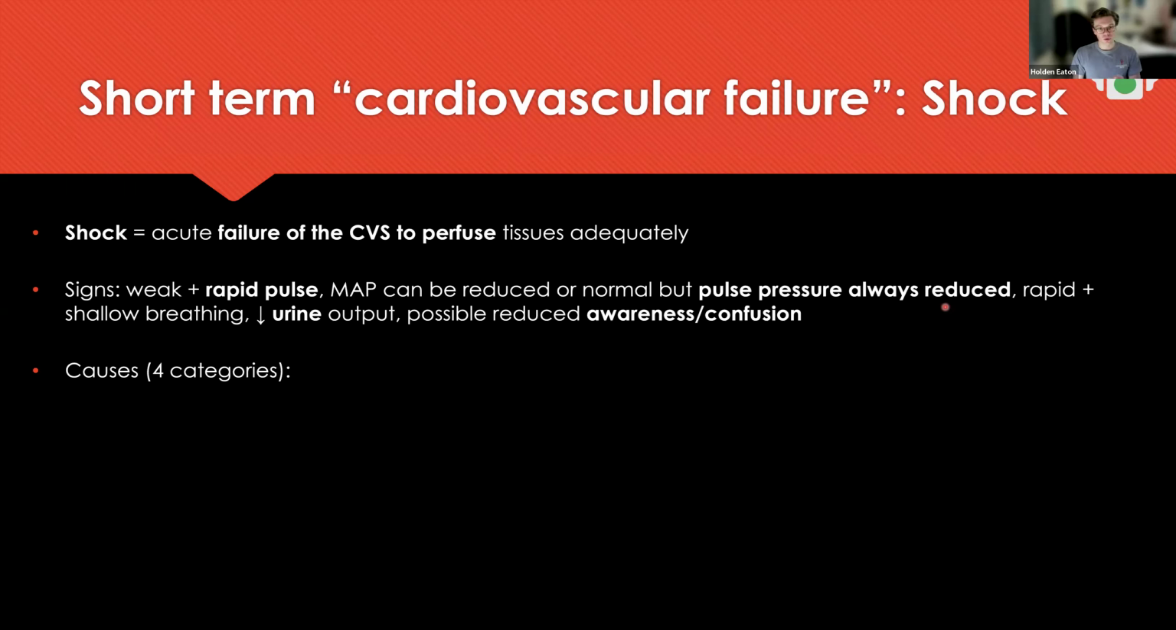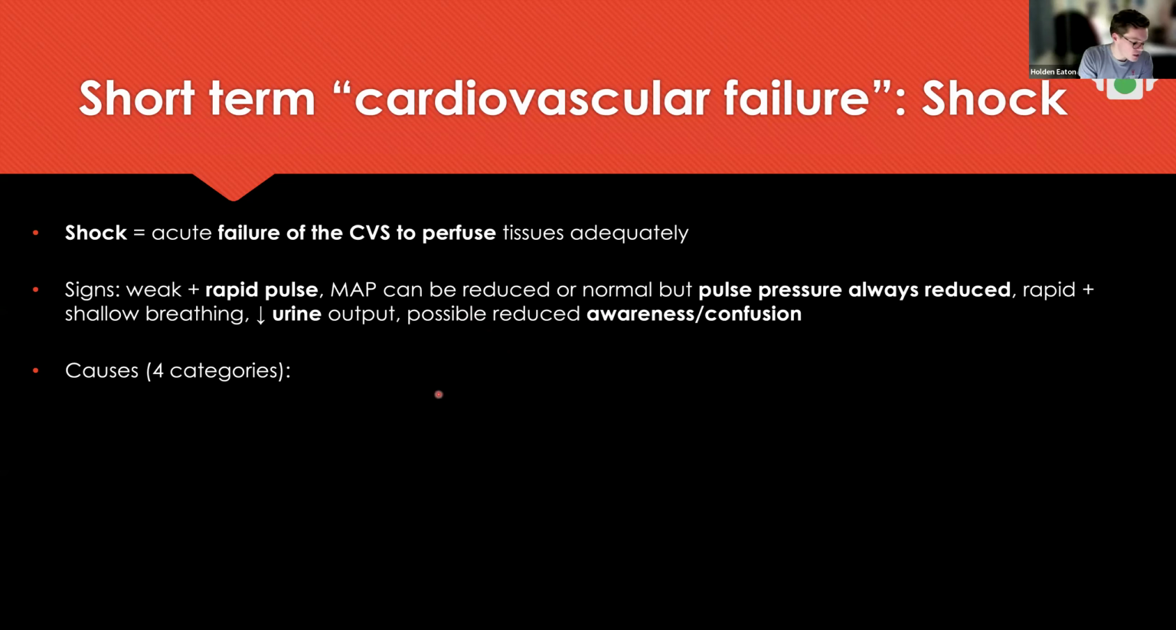A reduced or normal mean arterial pressure, but pulse pressure is reduced. Pulse pressure is the difference between systolic and diastolic pressures. So your body might vasoconstrict in response to a short-term shock, and that moves your diastolic and systolic pressures closer together. So it means your average is roughly the same, but the pulse pressure is dropped. And then the other symptoms: reduced urine output is a result of reduced blood flow to the kidneys. Reduced awareness is reduced blood flow to the brain.